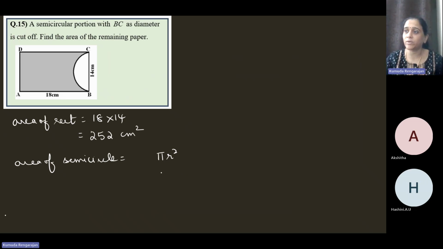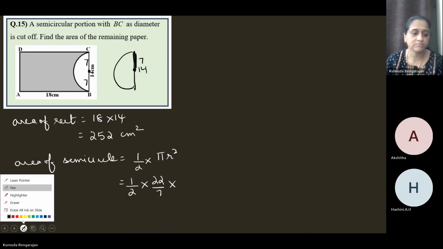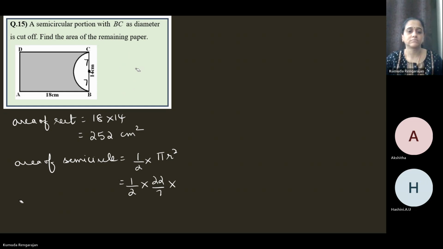Area is pi r square. Semicircle's area is half into pi r square. So half into pi, 22/7, into r. What is r? Diameter is 14. You can see here, semicircle. This is a diameter, 14. So the radius will be 7. The diameter of the semicircle is the breadth of the rectangle, 14. So radius is 7.